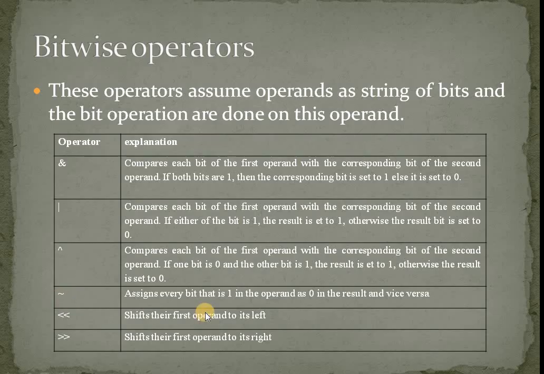Next is the tilde sign, which changes every bit that is 1 in the operand to 0 in the result, and vice versa, that is complement. If it is 1 it will make it 0, if it is 0 it will make it 1. Next is the left shift, which shifts the first operand to its left, and last is the right shift, which shifts the first operand to its right. Usually we are not going to use these bitwise operators in our programs.